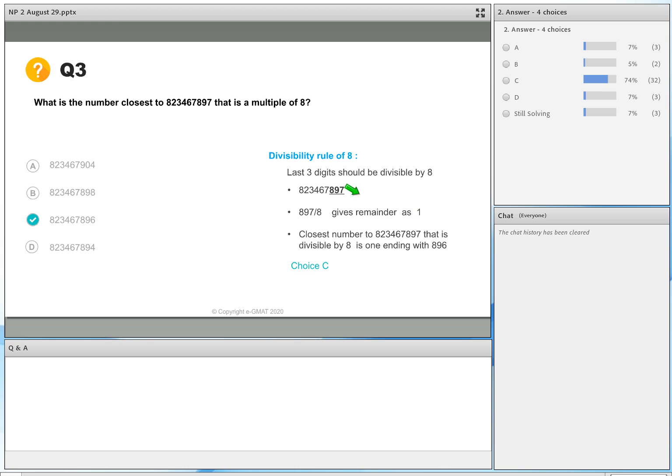So what is the closest number which will be divisible? Well, if this number is giving me a remainder of 1, it means this number is 1 extra than a multiple. If this is 1 extra, then I just have to take that 1 away. So I just subtract 1, 896 in the end, rest of it staying the same. That is my answer. I hope this was absolutely clear. I'm going to show you the next question if you mark still solving.